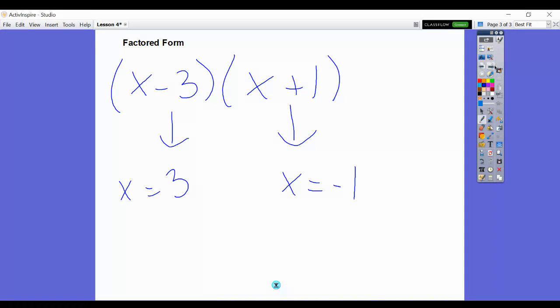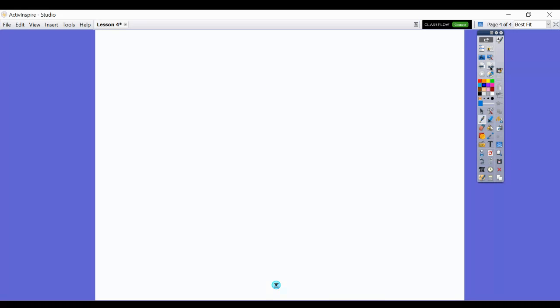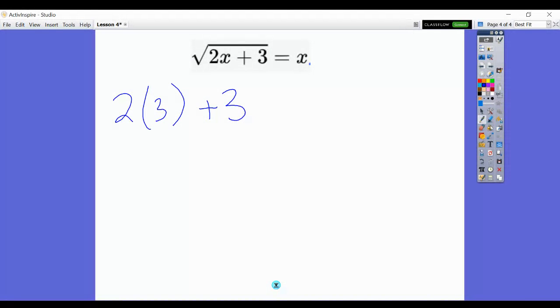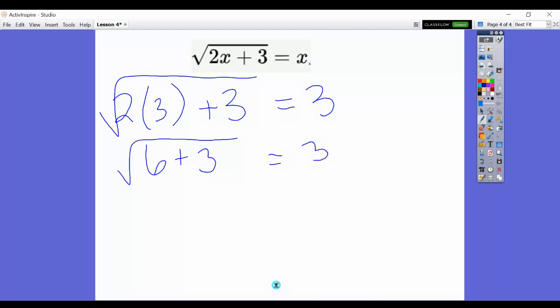So the last thing I want to check for when I'm looking for extraneous is which one of those doesn't work. So if I rewrite my original equation, I can easily just put in my two numbers. So I'm going to do 2 times 3 plus 3, making sure I still get 3. This is a square root, so this is the square root of 6 plus 3 equals 3. The square root of 9 equals 3, and that is most definitely true, so that one worked.